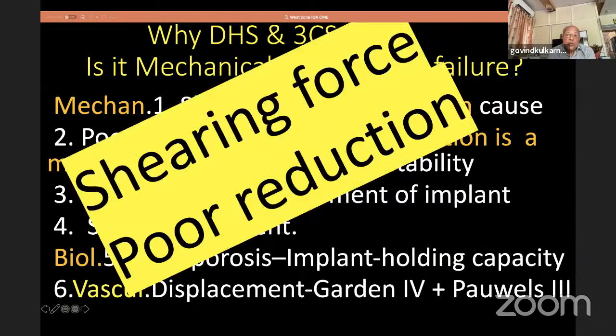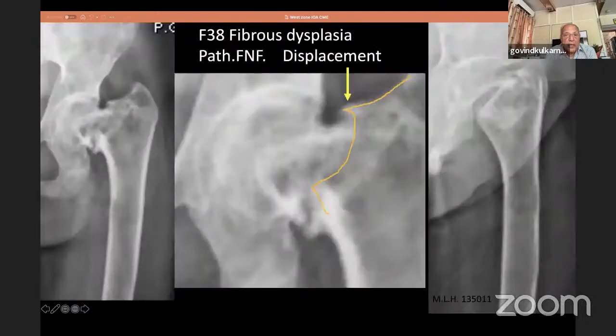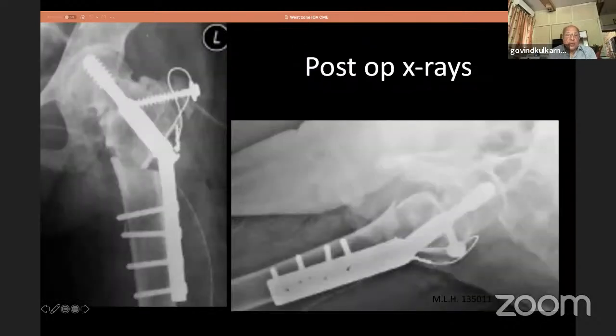So shearing force and poor reduction, I think, are the main causes. If you take care of these two, then the majority of the fractures will unite. This is a very interesting case of a female, 38 years old, with fibrous dysplasia and a pathological fracture a year back, and she was walking with a stick. Note the displacement pointed out, and this was treated with valgus osteotomy.